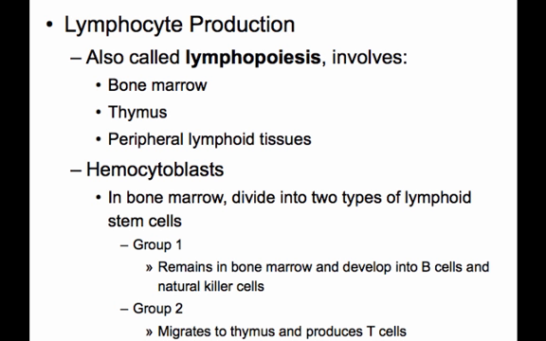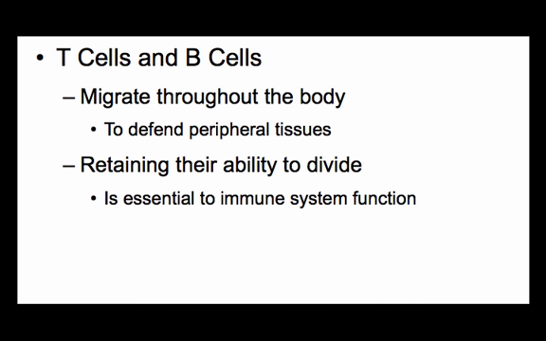In bone marrow, the hemocytoblast stem cell divides into two types of lymphoid stem cells. Group 1 remains in the bone marrow and develops into B cells and natural killer cells. Group 2 migrates to the thymus and produces T cells.